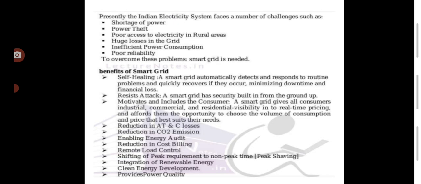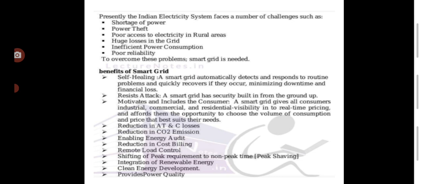So these are the needs of the smart grids. And then presently, the Indian electricity system faces a number of challenges such as shortage of power, power thefts, poor access to electricity in rural areas, huge losses in grids, inefficient power consumption and poor reliability. To overcome these problems, the smart grid is needed. So these are the challenges faced by this electricity system. To overcome this, we can move on to the smart grid.